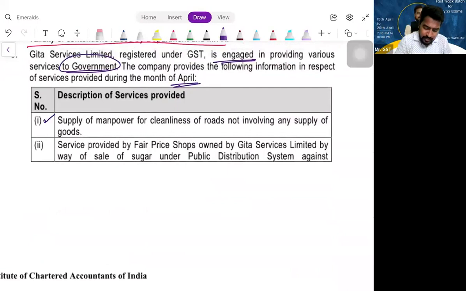What is the first one, my dear friends? Supply of manpower for cleanliness of roads, not involving any supply of goods. Labor services, sir. Exempted. Please understand, pure labor services provided to government are exempt from GST. Pure labor services. Clear? Okay. So this is exempt. That is the reason they specifically told not involving any supply of goods.